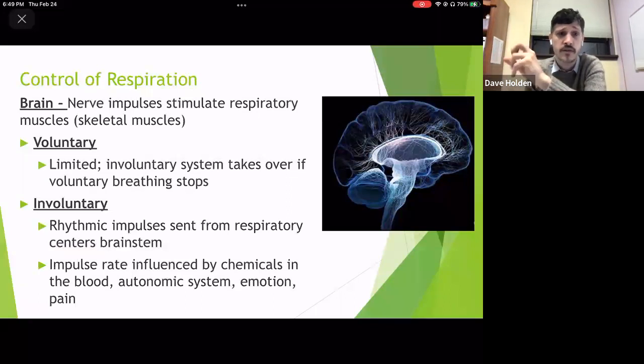Involuntary breathing, which is what most of us are doing, rhythmic impulses are sent from the respiratory centers in the brain stem. Brain stem is way down here at the bottom. The impulse rate is influenced by chemicals in the blood. It's also influenced by the autonomic nervous system, emotion, and pain. So all of these kinds of stimuli change the brain's signal to tweak the rate of respiration. So when we're in a lot of pain, or when I'm experiencing intense emotions, breathing rate goes up.